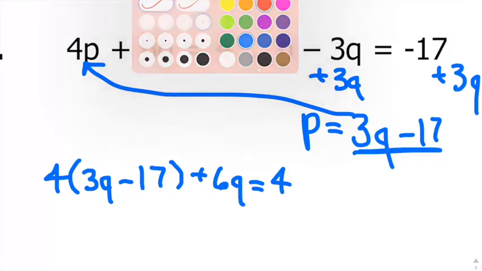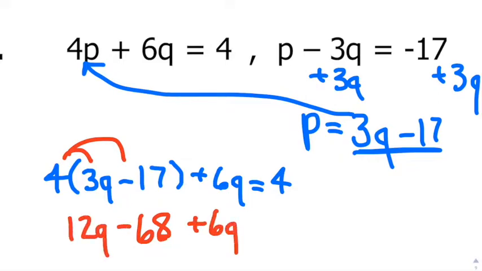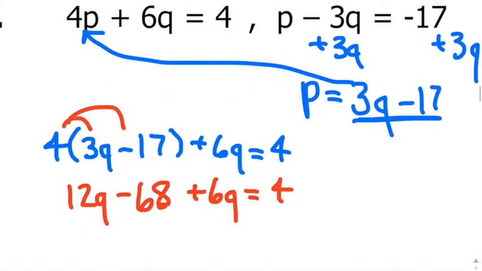Okay. Now, once you get that done, you're going to go ahead and distribute there. And I'm not sure off the top of my head. I'd probably do some mental math, but it is summer right now, so stay away from that. That is 68. Okay, and then you have 4 times 3q, so that'll be 12q minus 68, and then plus 6q, and then equals 4.